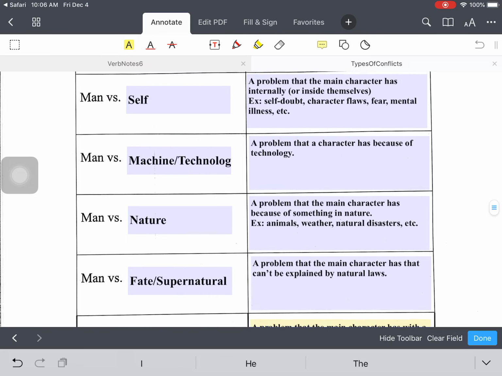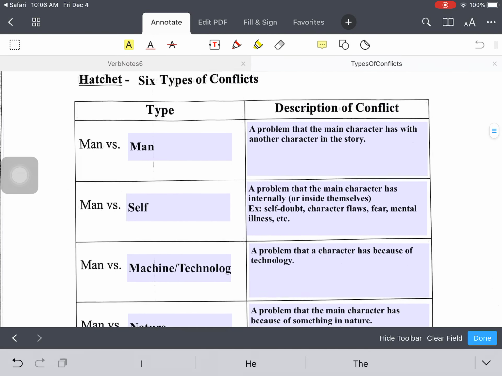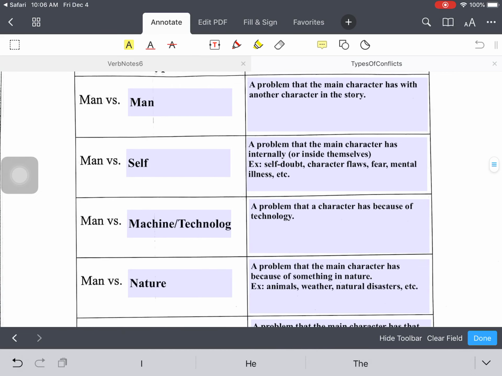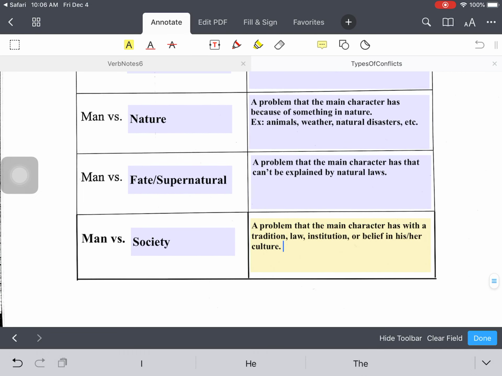Okay, so these are all of the different types of conflicts that you're going to see in the text. And as we continue reading our novel, we are going to be picking out some different conflicts that we're seeing in our reading.